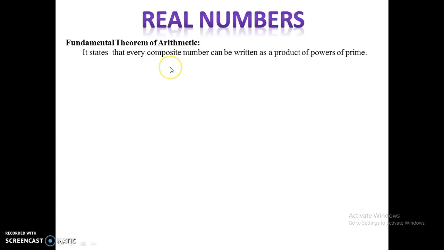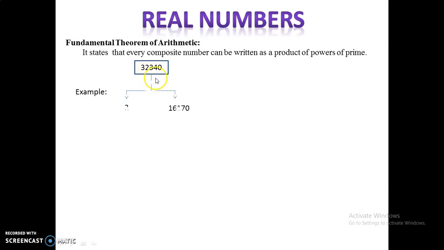It states that every composite number can be written as a product of powers of primes. I will explain it with an example. Let us take some composite number, let it be 32340. Now we have already learned the prime factorization method, so we can write it using that method.